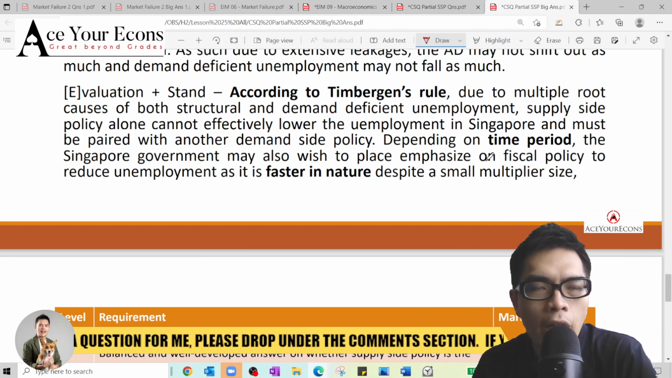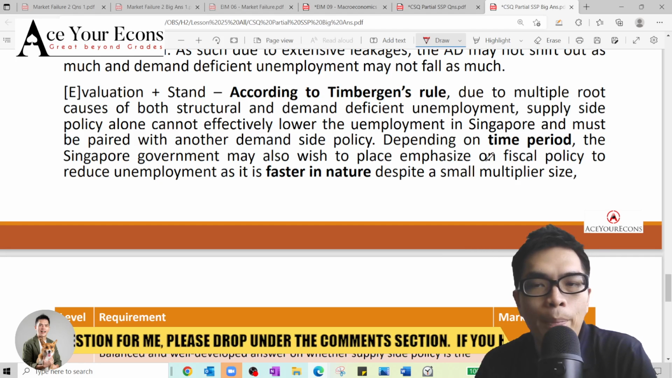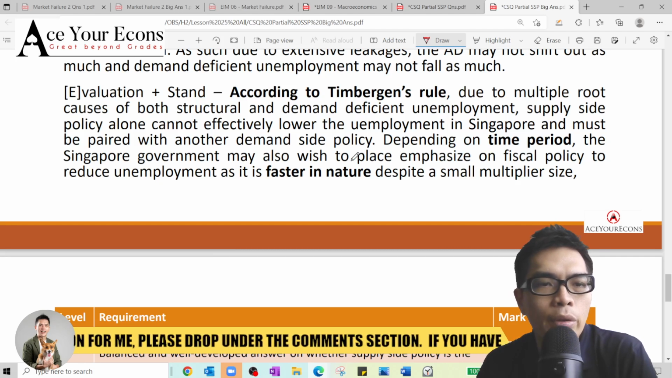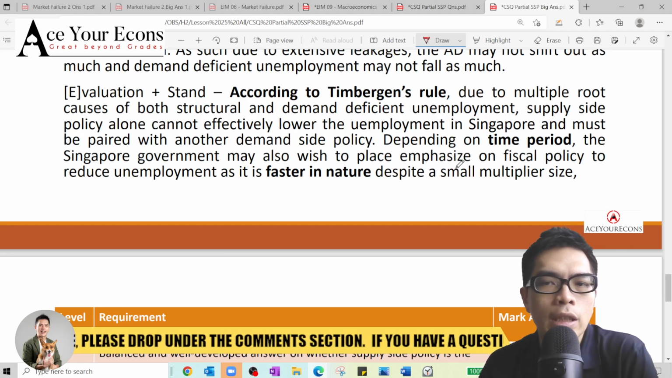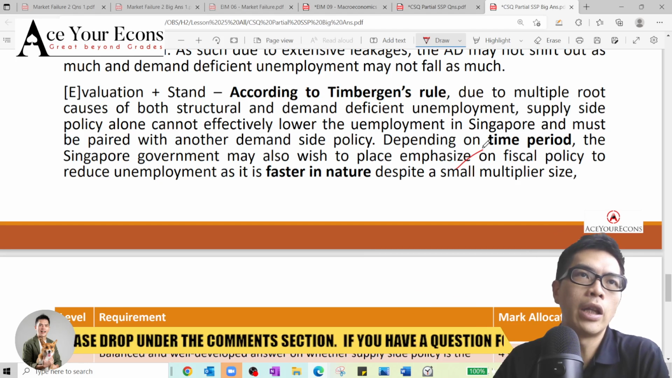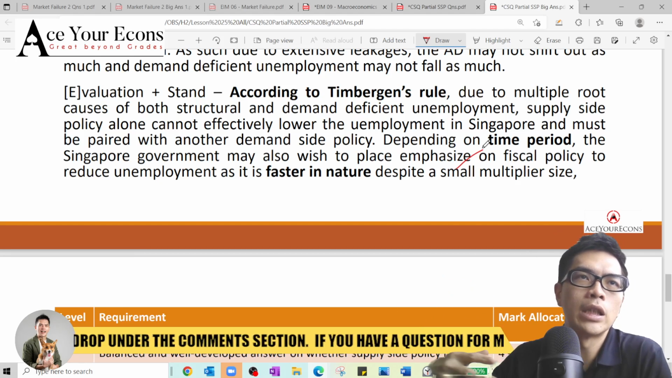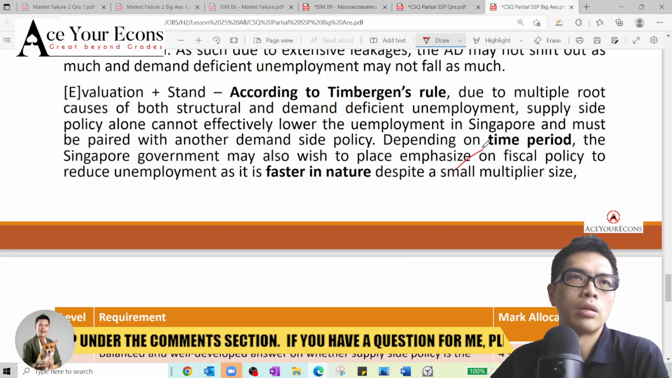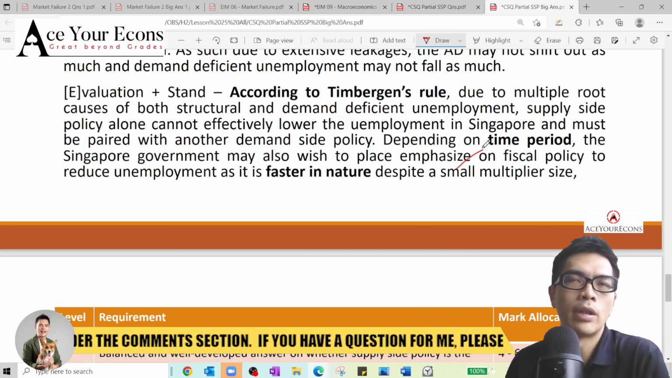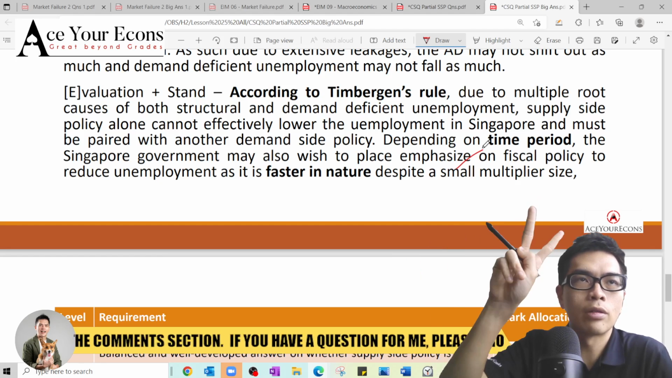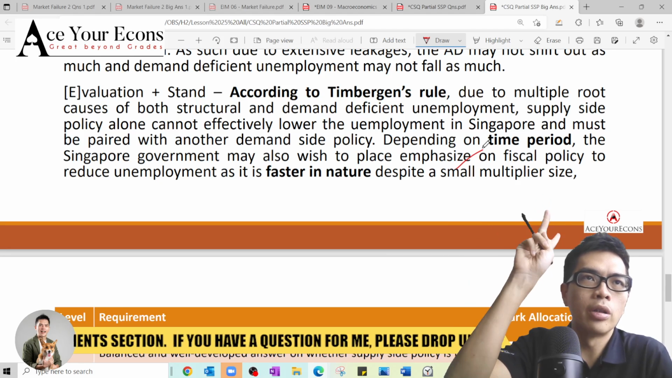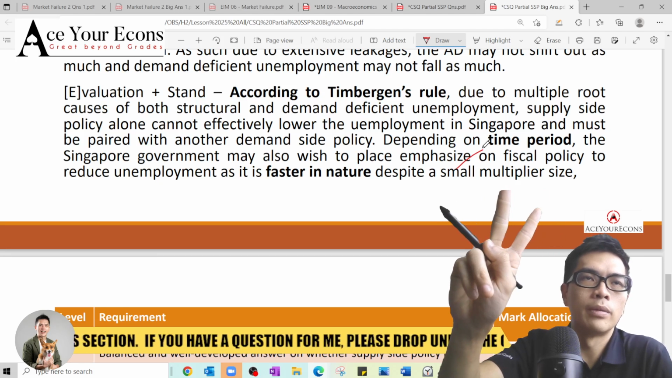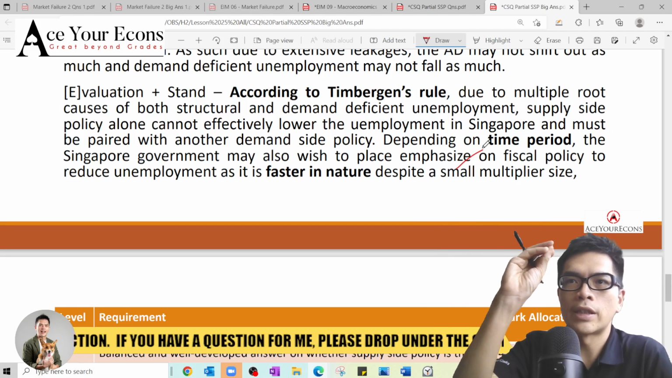Next, you can consider to justify in terms of time period. In terms of time period, the government may wish to emphasize fiscal policy because it's faster, and combine it with supply side policy in the long run, which is slower. So you can critique based on time period as well. So I give you two means. You can either critique by root cause or you can critique by time period. Tinbergen rule is essentially root cause.